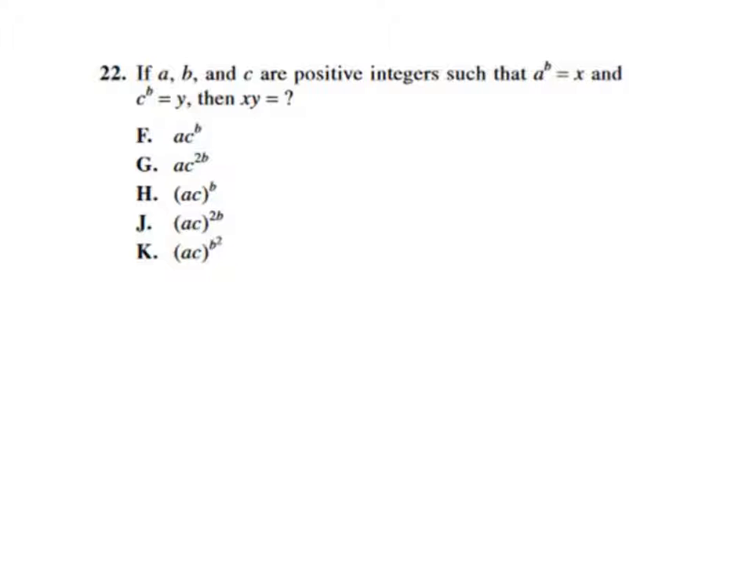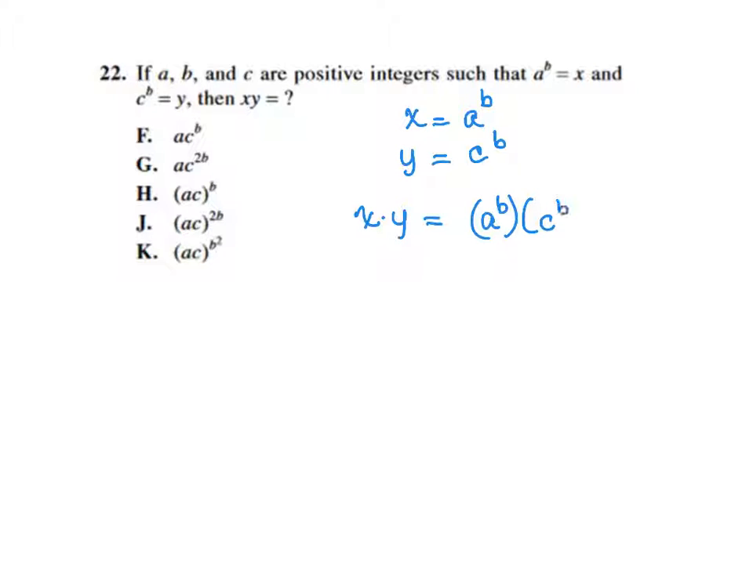In this question, they say that A, B, and C are positive integers, and then they let us know that X is going to be A raised to the B, and Y is going to be C raised to the B. And they want us to multiply X times Y and find the answer.